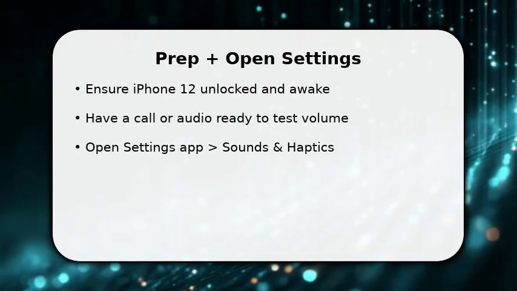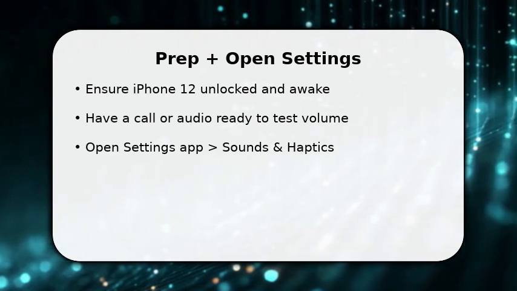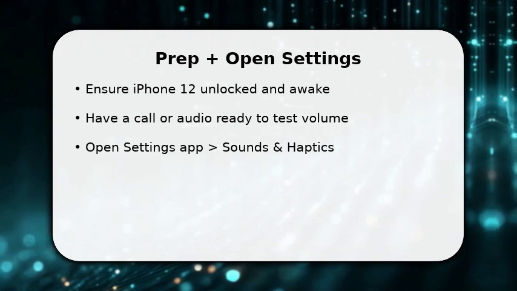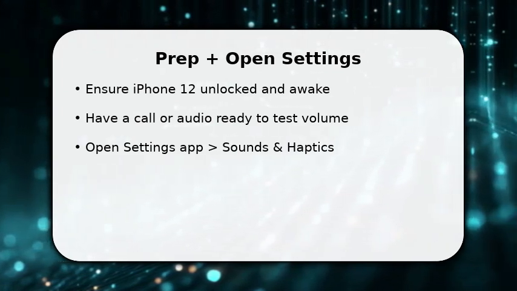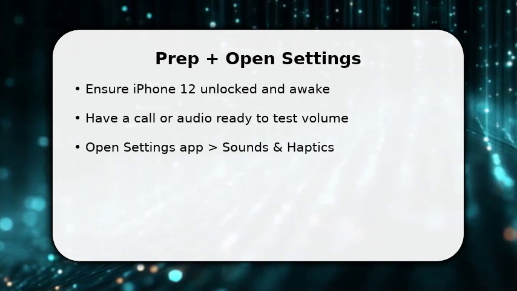You'll start by preparing the phone and opening the right menu. Make sure your iPhone 12 is unlocked and awake, then place a test call or cue audio so you can hear changes. Tap Settings, then choose Sounds and Haptics. This is where the call volume and ringer settings live.